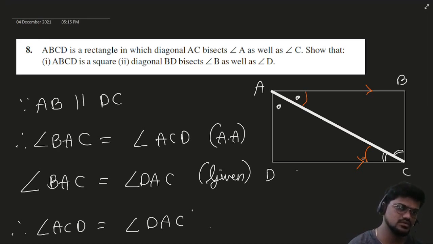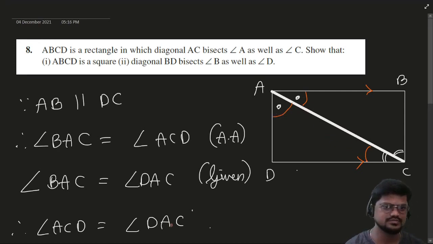So if this angle is equal to this, that means this angle is also equal to this. So if this angle is equal to this, that means it's an isosceles triangle and both the sides are equal. And therefore it is a square. Clear? Understood, sir.